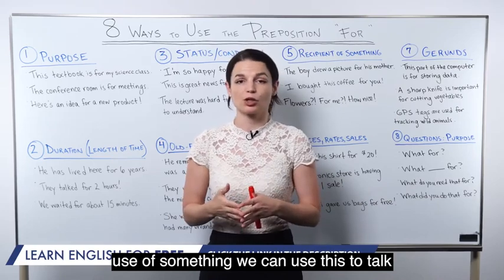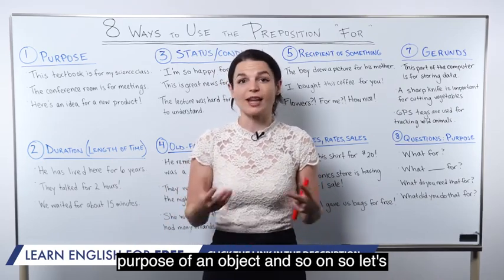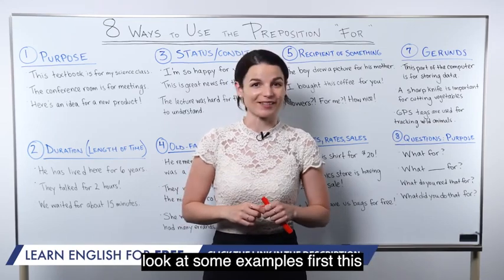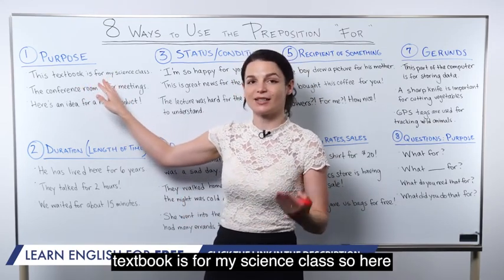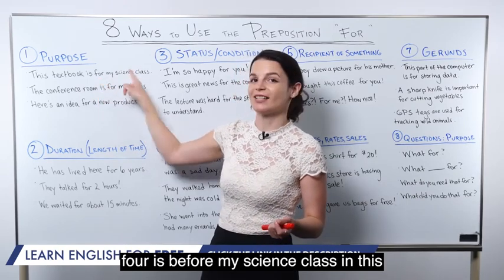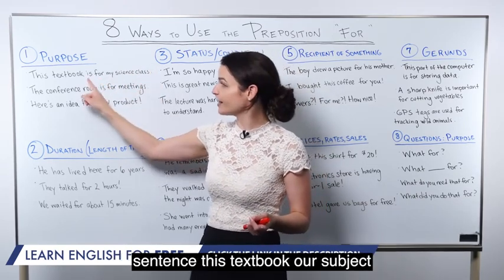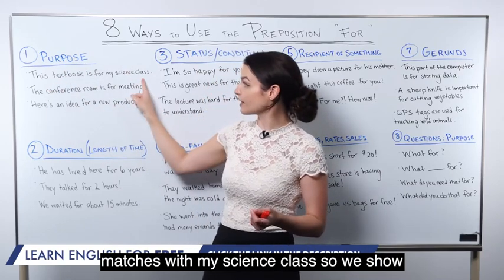We can use this to talk about places, the purpose of a place, the purpose of an object, and so on. So let's look at some examples. First, this textbook is for my science class. So here, for is before my science class. In this sentence, this textbook, our subject, matches with my science class.